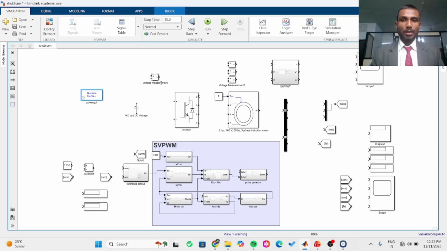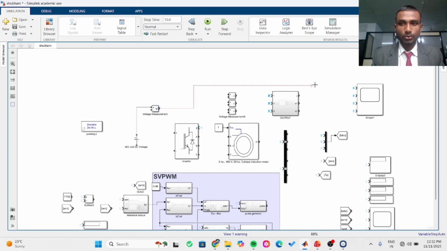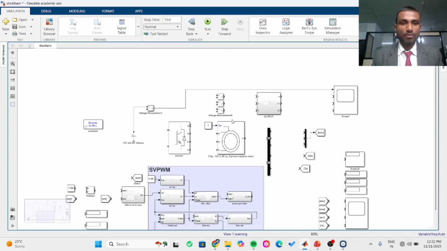So hello everyone, I am Shubham. As Akansha told about all the components, we will now make all these connections. First of all, this is the DC voltage source. Let us connect this DC voltage source to the voltmeter. Okay, this we have to connect for the scope.